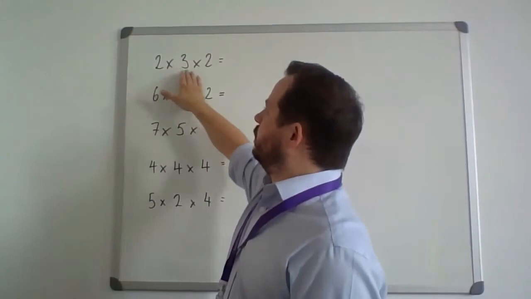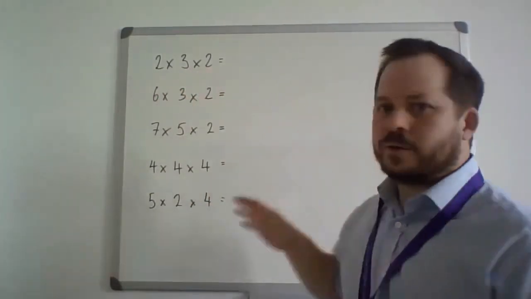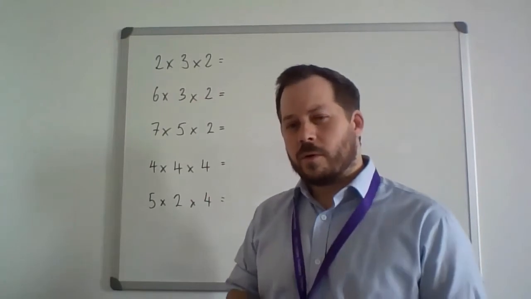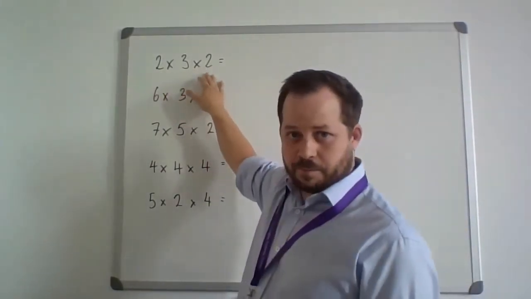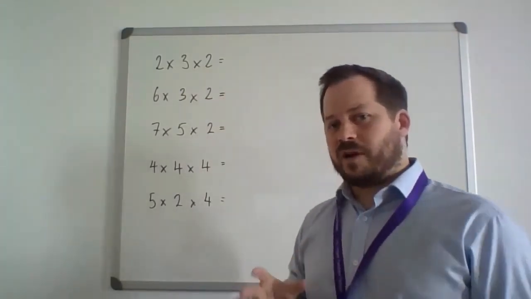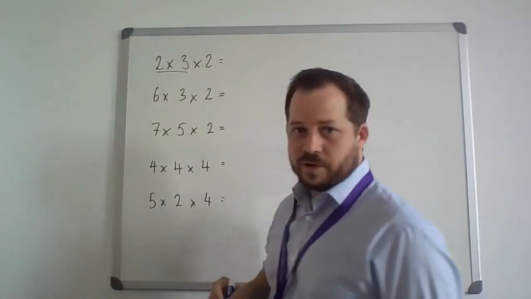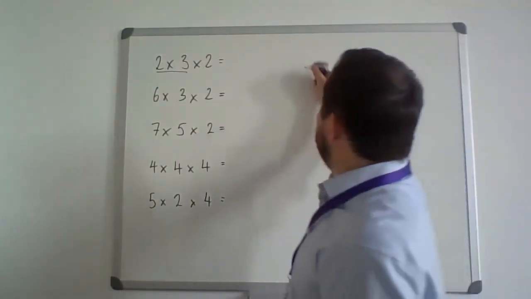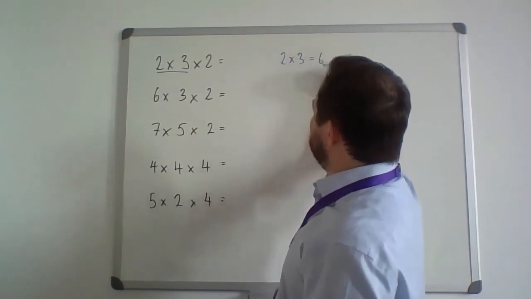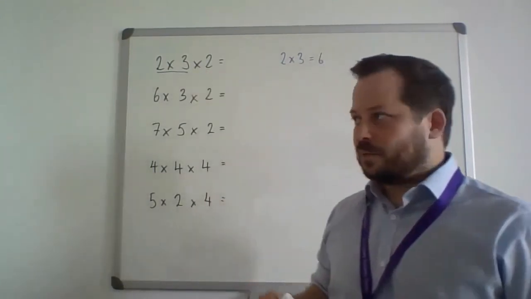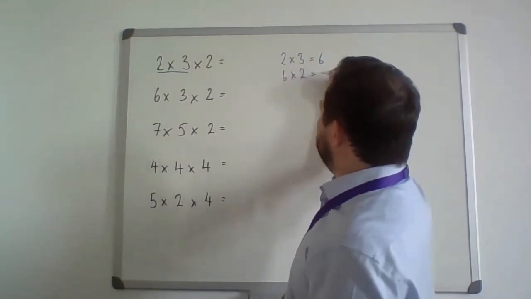The first one is 2 times 3 times 2. Now, there's multiple ways of doing this. We could do it using an array like we've seen before, or we could use our knowledge of our times tables to help us out. Now, it doesn't matter which way round we do it. We can do 2 times 3 first if we wanted to. So we can do 2 times 3, which is 6, and then we can times by 2. And our answer is 12.